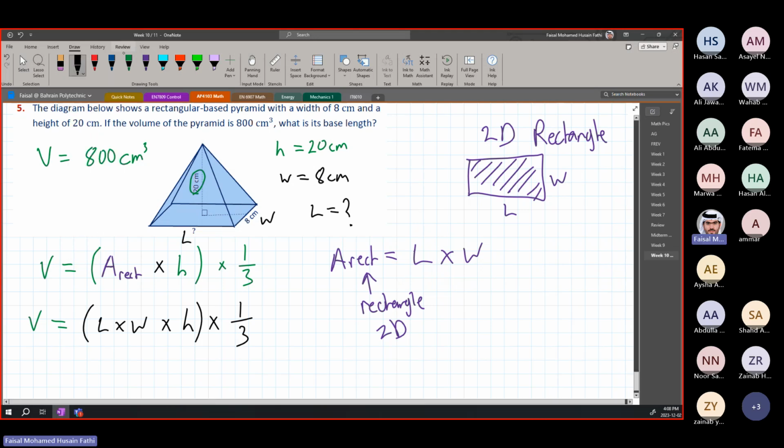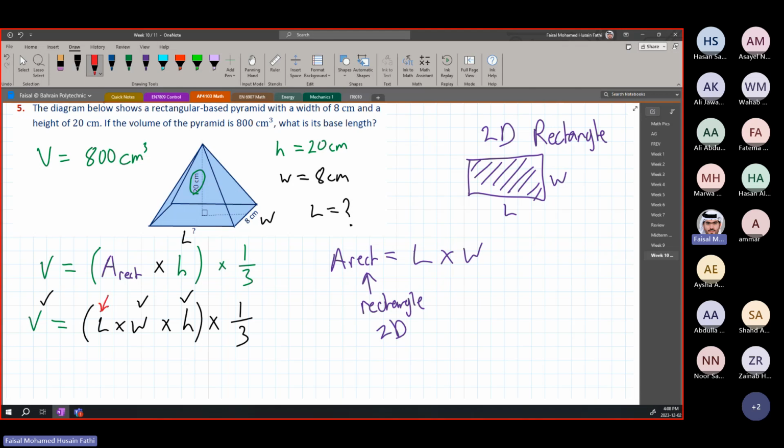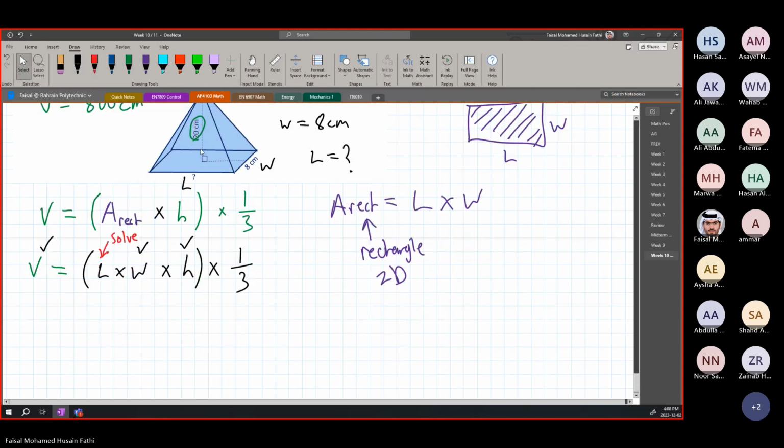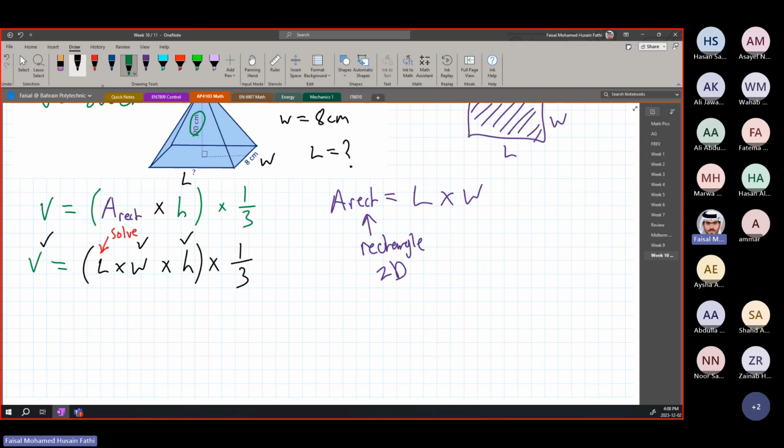We have the volume, okay? We have the width, we have the height. We just don't have the length. We need to solve for the length. Okay? Again, just plugging in all the numbers now.